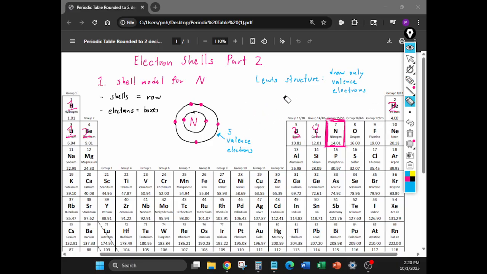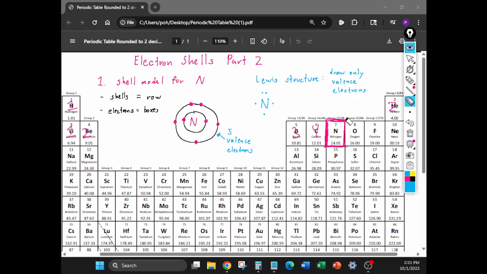Okay, so if we're going to draw the Lewis structure, it's very, very simple. All we have to do is write the element symbol. There are 5 valence electrons, so we just draw 5 dots around it. And that's it. This is our Lewis structure. No shells, no circles. We don't have to draw both shells. We just draw dots corresponding to the valence electrons.